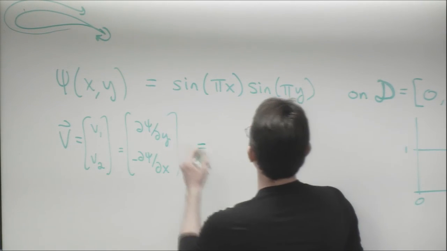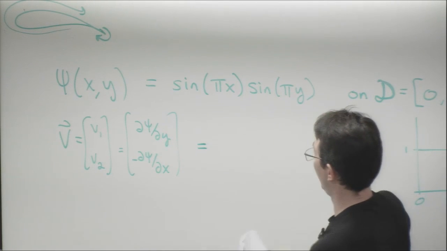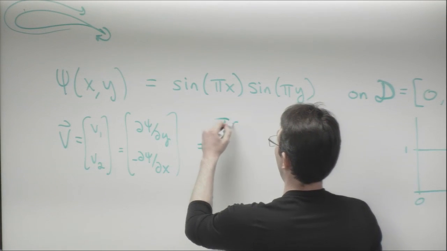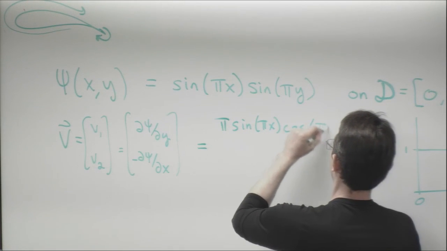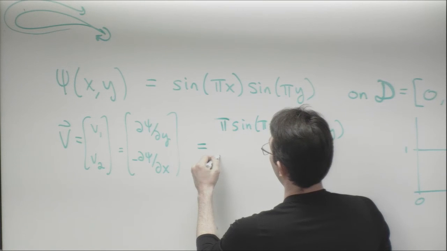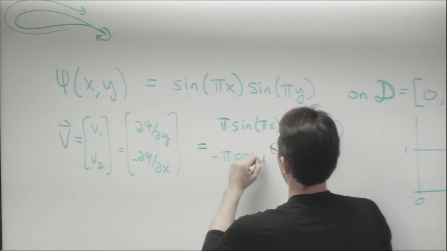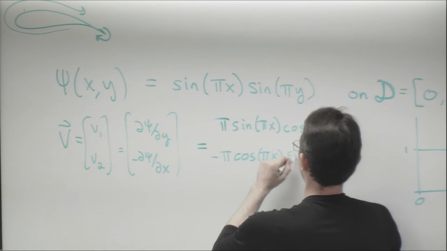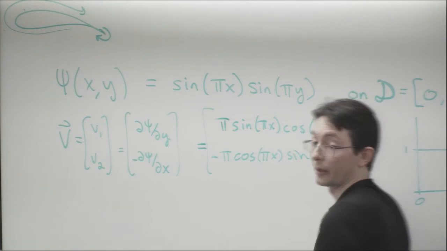So this is equal to partial of this with respect to y is pi cos of pi y. So that's pi sine pi x cos pi y. And minus pi cos pi x sine pi y. Okay, not too bad.